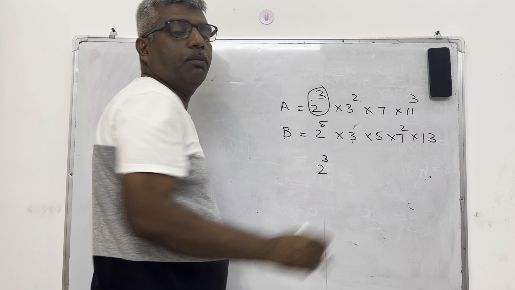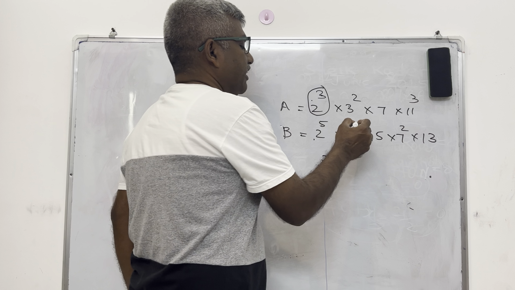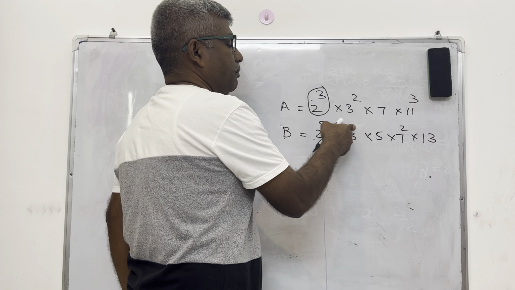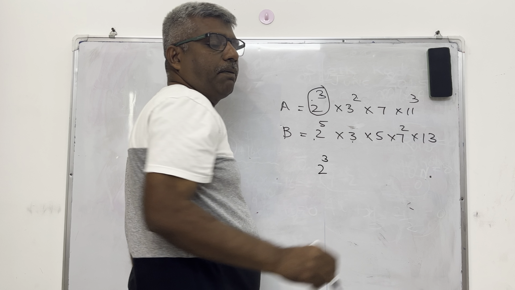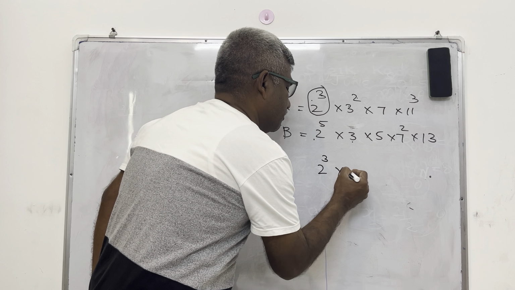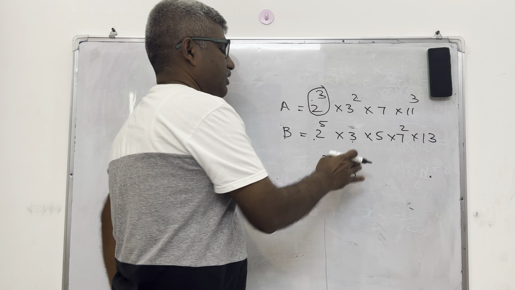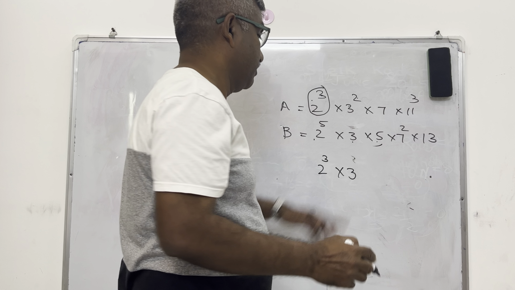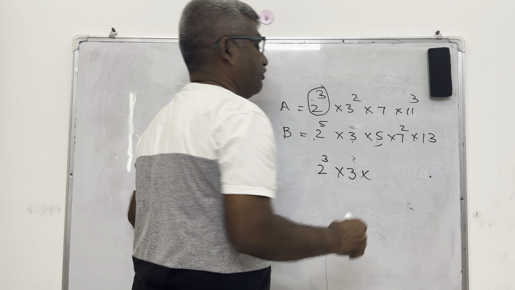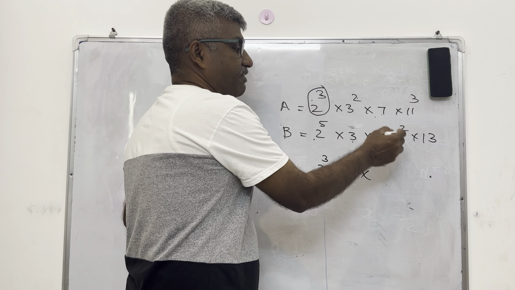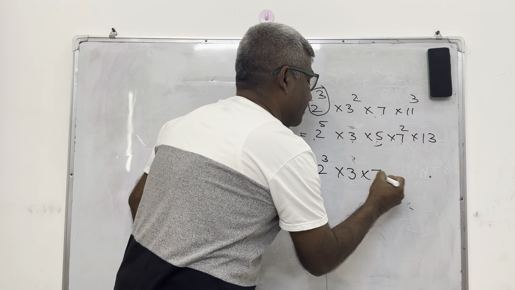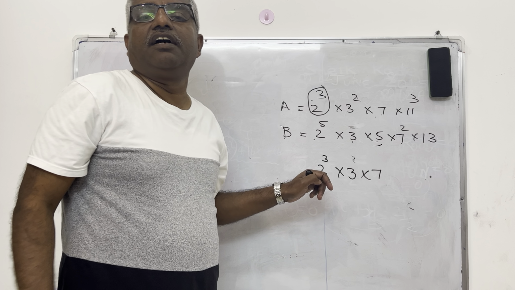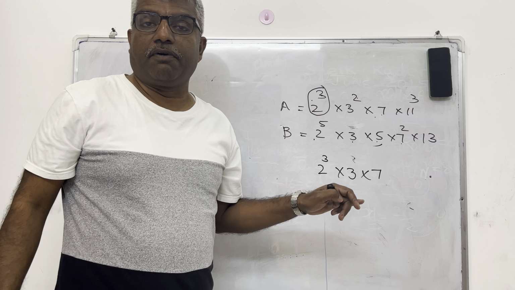3 here and in both places it is there. Here it is 3 power 1, and here 3 power 2. So what is the common? What is the minimum? 3 power 1. Then 5. Here it is 5, there no 5. So 5 we have to omit. 7. Here 7, here 7 squared. So 7. This is the way to find the greatest common factor.